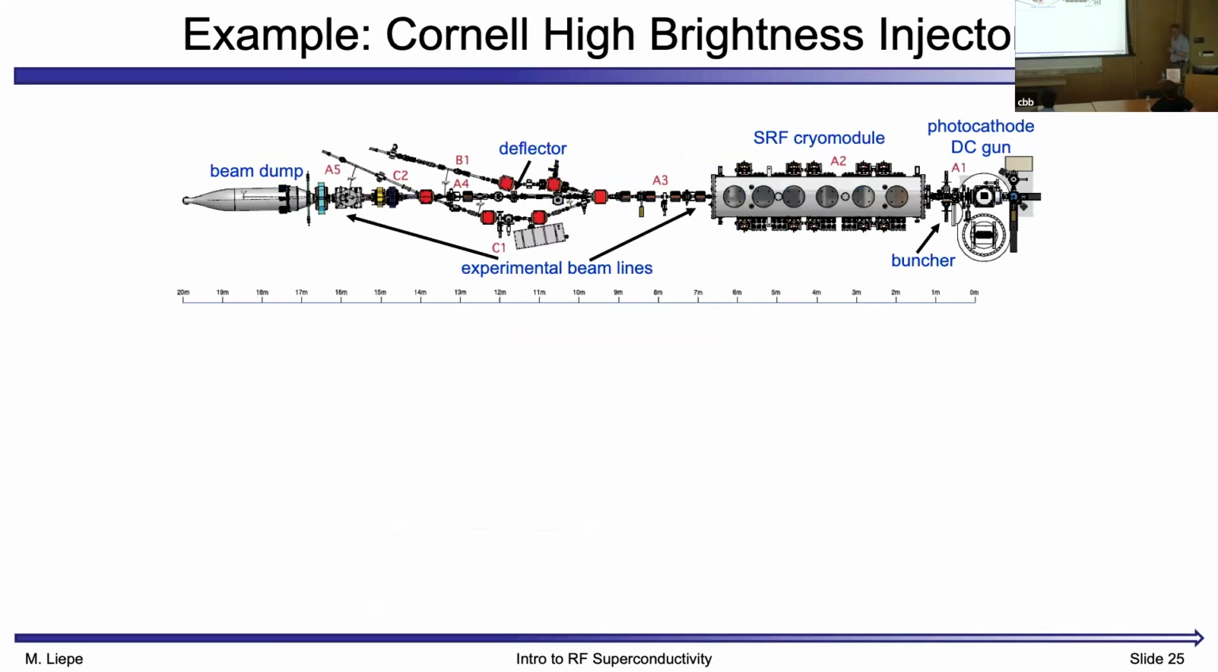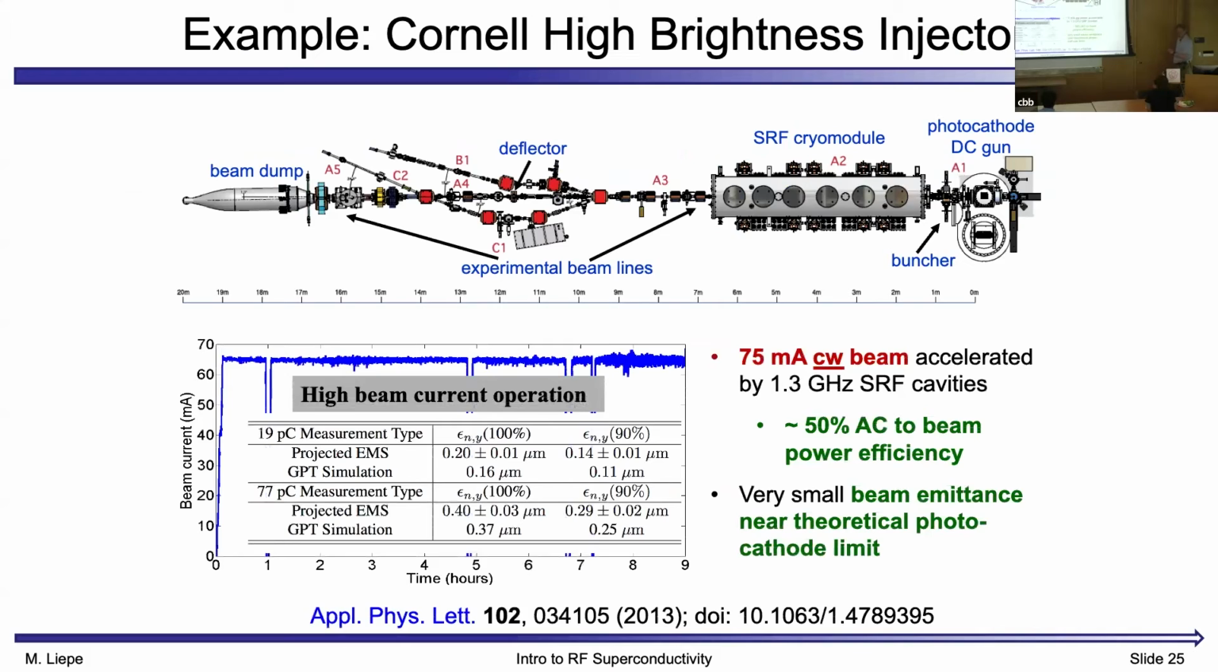One example of a really efficient accelerator is one we have here at Wilson Lab, which is the injector of the ERL. Quite a while ago, that thing actually ended up operating with really high beam currents, around 70 plus milliamps, which I think is still the world record for this kind of operation. And with that, we achieved something like 50% AC power to beam power efficiency. So 50% of the wall power went into the beam. That is quite amazing. That's something you can only do with SRF cavities.